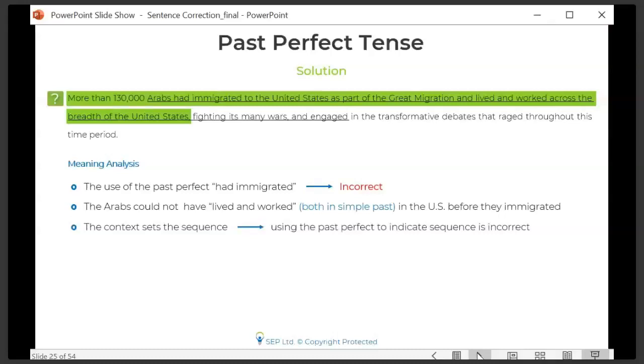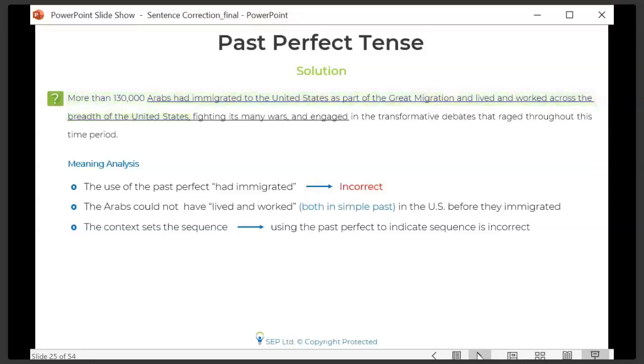Okay, so this is the learning that the last example was given to show, and this is the learning that we are putting into effect in a proper GMAT level question here. So we know that "had immigrated" is incorrect in this part. There was no need to use the past perfect tense. Let us move to the rest of the sentence.